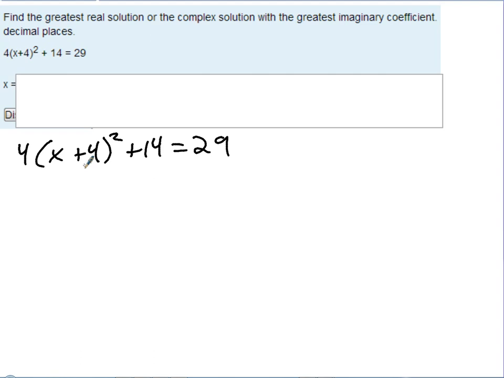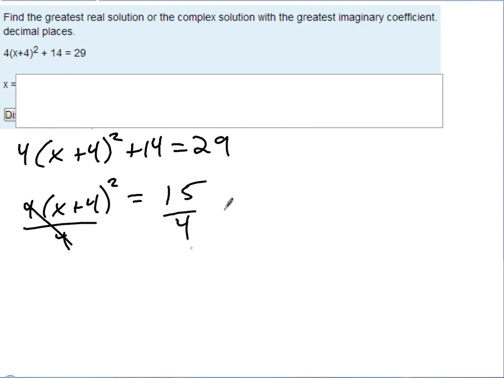There's only a handful of steps. First, I do what? Subtract 14, then I divide by 4, then I square root, then I subtract 4 or add -4. Done. 4 simple steps and it's done. So let's do that. If I subtract 14 first, 4 times the quantity x plus 4 squared equals 15, right? Now what? Divide by 4. Right? So now I can square root.